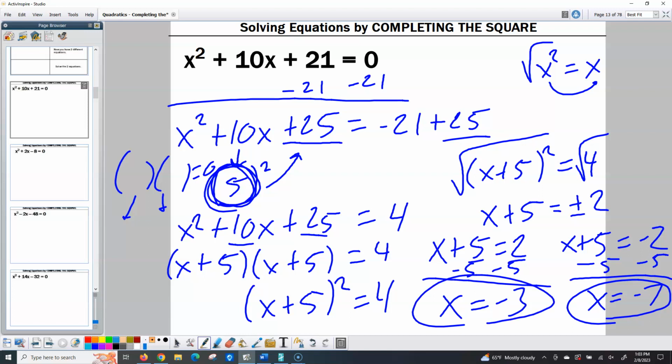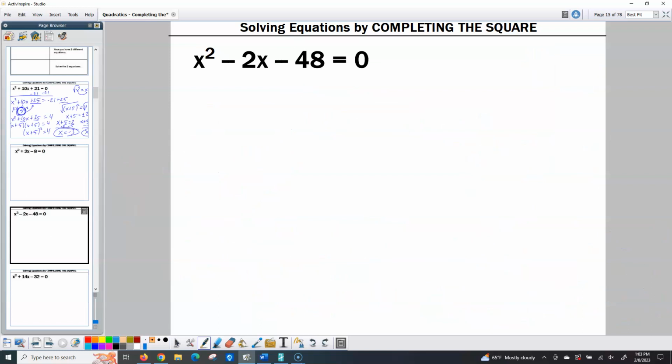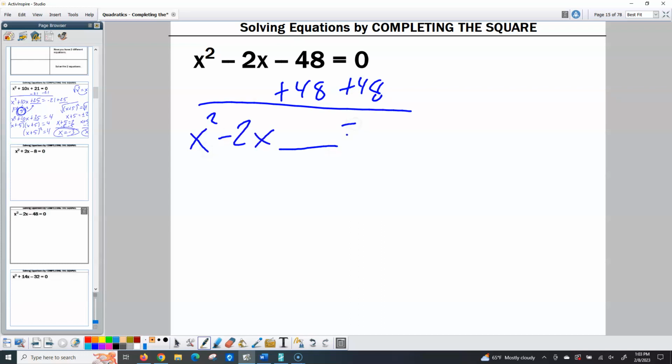If I were to look at this, I would, first step, take the constant to the other side. So I'm going to add 48 to both sides. That would be x squared minus 2x, leave a little space, equals 48. I take half of this b term. Half of negative 2 is negative 1. Notice my parentheses there. I write the parentheses every single time. So when I punch that in my calculator, I don't miss it. Because negative number squared is a positive 1. And add 1 over here as well.